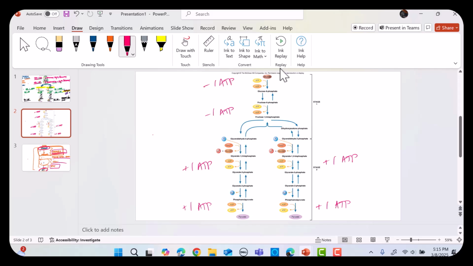So it's like how much money? How much money do you make in your office? Well, per what? Last week, last month, last year, per what? Give me a reference point. Same thing with ATP. Per what? So we're going to start this conversation. How many ATP did I make per glucose?